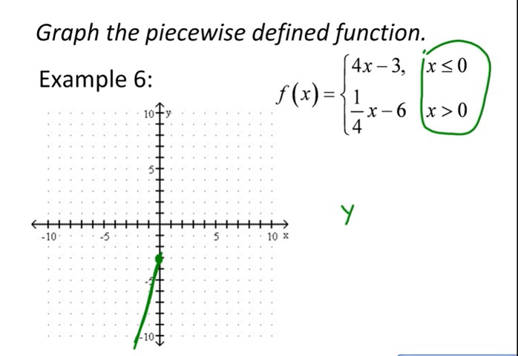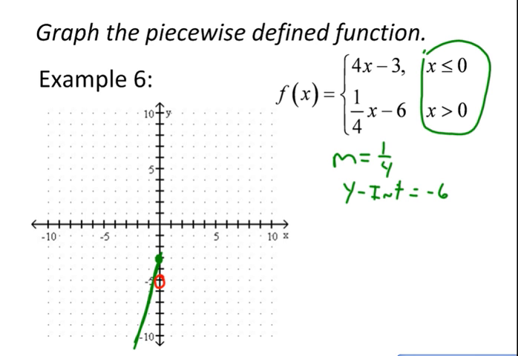So let's take a look at 1/4 x minus 6. We know the slope is 1/4, and the y-intercept is -6. So the y-intercept is -6, so we're down here, and -6 is on our point, so I'm just going to put an open circle there, because that's -6.